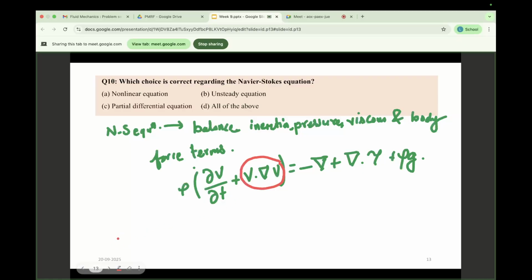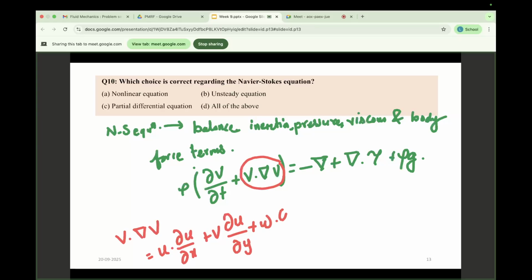Why? Say this V dot del V. It's a compact representation of u du/dx plus v du/dy plus w du/dz, when I am talking about only the x direction. So this is for the x momentum equation I am writing. Here it involves the product of the velocity component and their derivative, right?